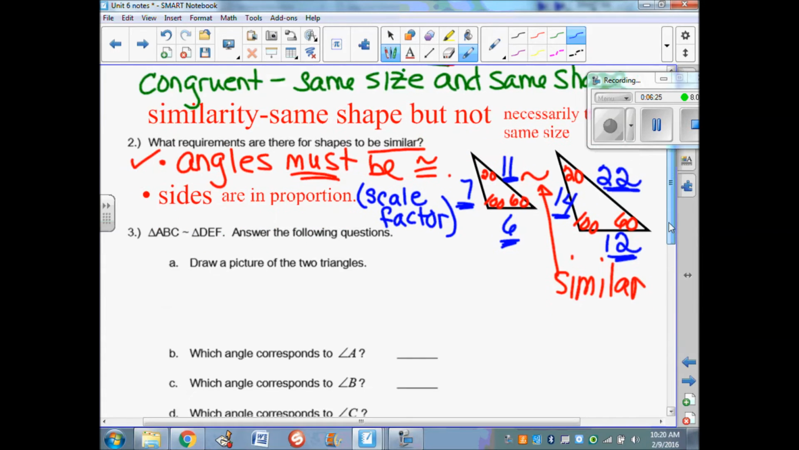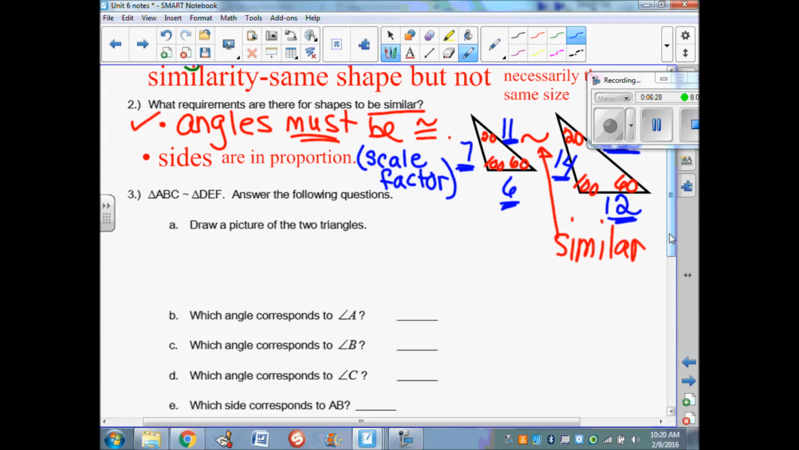Okay, so let's go on and talk about two triangles. It says triangle ABC is similar to triangle DEF. Okay, there's that symbol, is similar to. So it says draw a picture of two triangles. Let's get our triangle again.